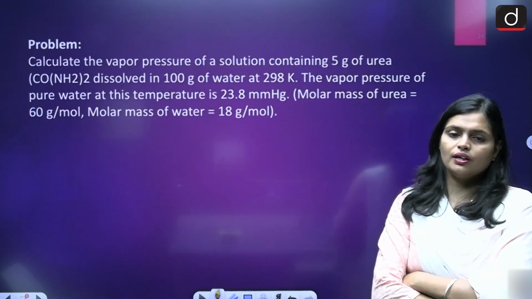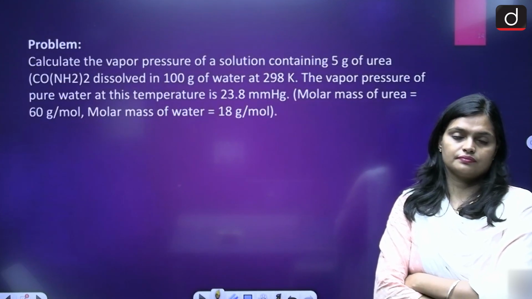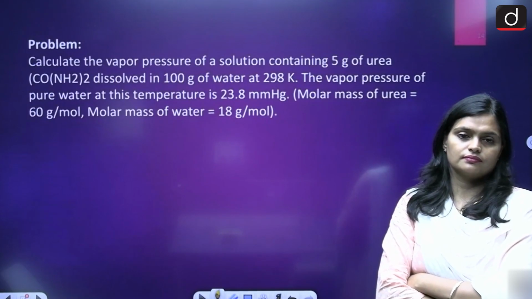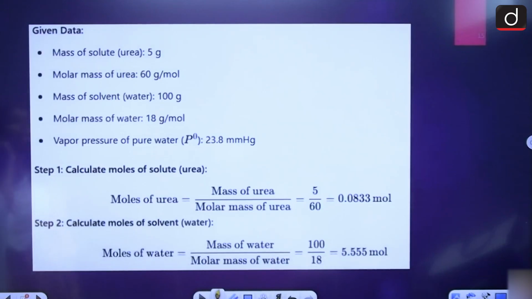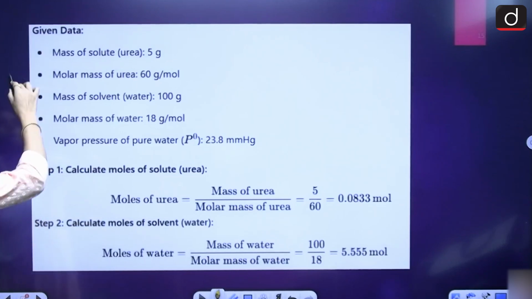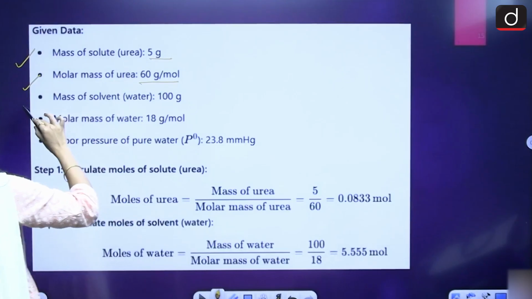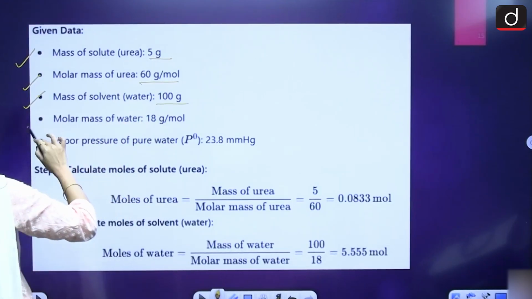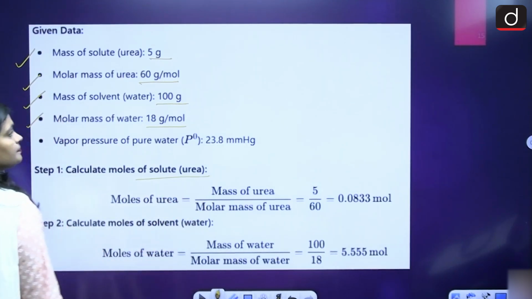Put it into the formula. First of all, write down what is given. The given data is: mass of solute 5 gram, molar mass of urea 60 gram, mass of solvent 100 gram, molar mass of water 18 gram. Now the vapor pressure is 23.8 mmHg. Calculate the mole of solute.